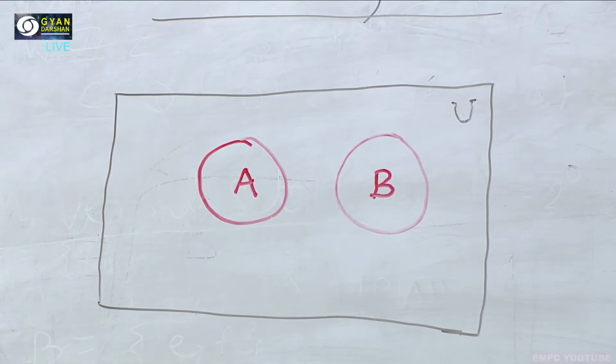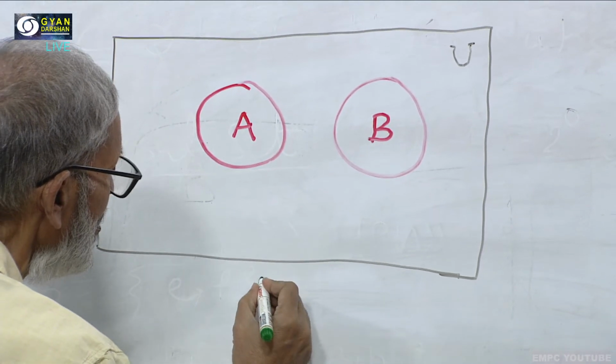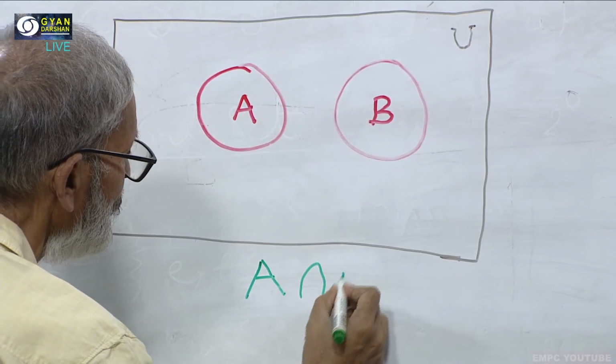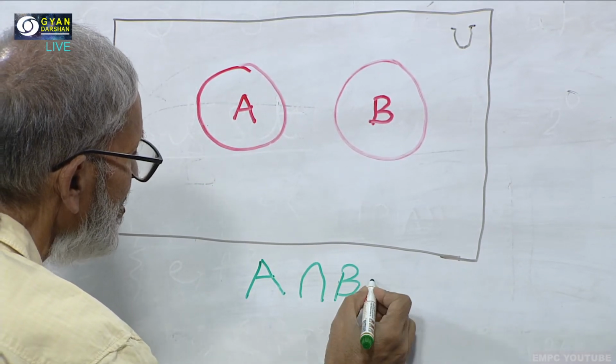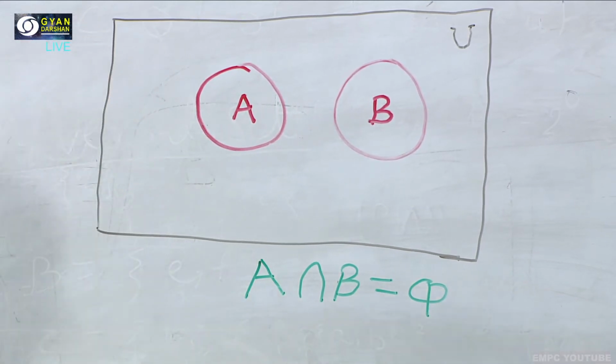So, this represents A intersection B is equal to phi. Phi is an empty set. So, in set theory, last time we learnt that we represent it like this.